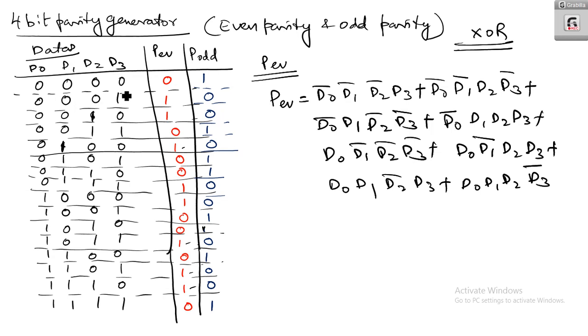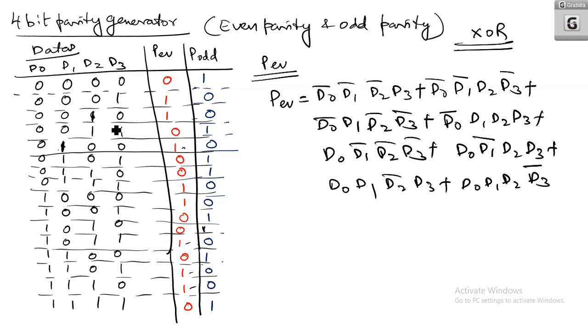Now if I am checking in direct form, 0 XOR 0 is 0, so everything is 0, you will get 0. 0 XOR 0, 0. 0 XOR 0, 0. 0 XOR 1 is 1. 0 XOR 0, 0. 0 XOR 1 is 1. 1 XOR 0 is 1. So 0 XOR 0 is 0. 0 XOR 1 is 1. 1 XOR 1 is 0. So you are getting this term. 0 XOR 1 is 1. 1 XOR 0 is 1. 1 XOR 0 is 1. So you will get 1 here.